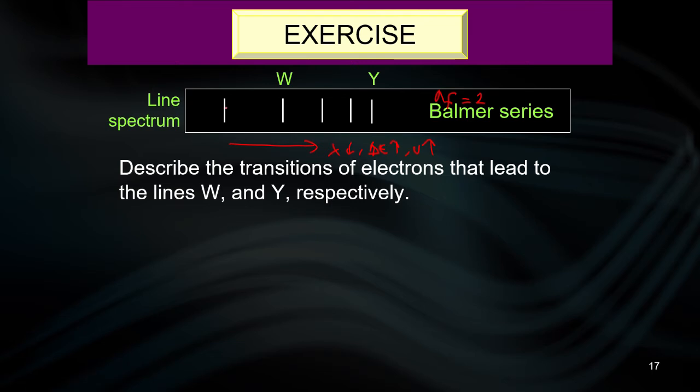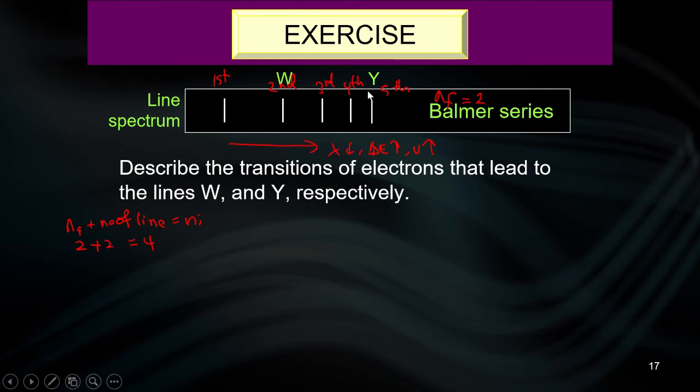So since this is the lowest energy, right? So this is the first line. This is the second line, third, fourth, and fifth. So remember, you can use the formula N final plus number of line equals N initial. So as for W, this is the second line. So N final equals 2, 2 plus 2 equals 4. So line W is formed when electron falls from the fourth energy level to the second energy level. So that means electron falls from N equals 4 to N equals 2.